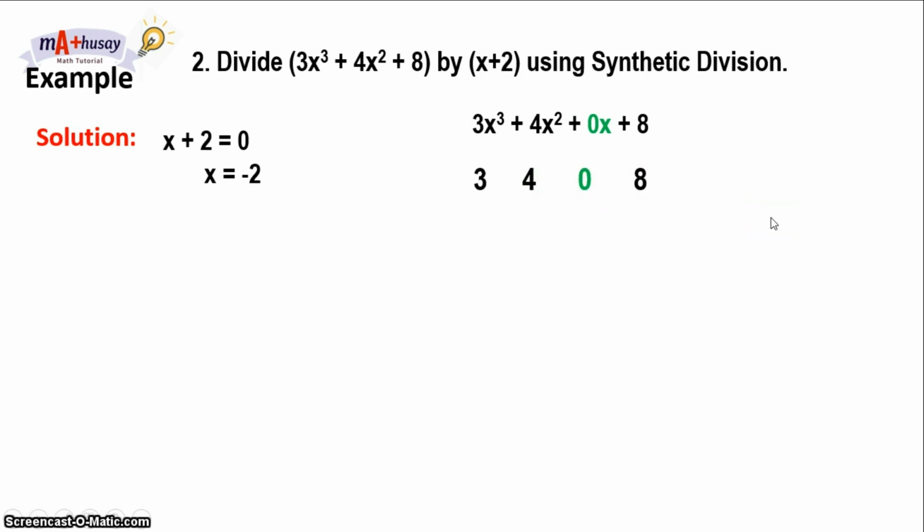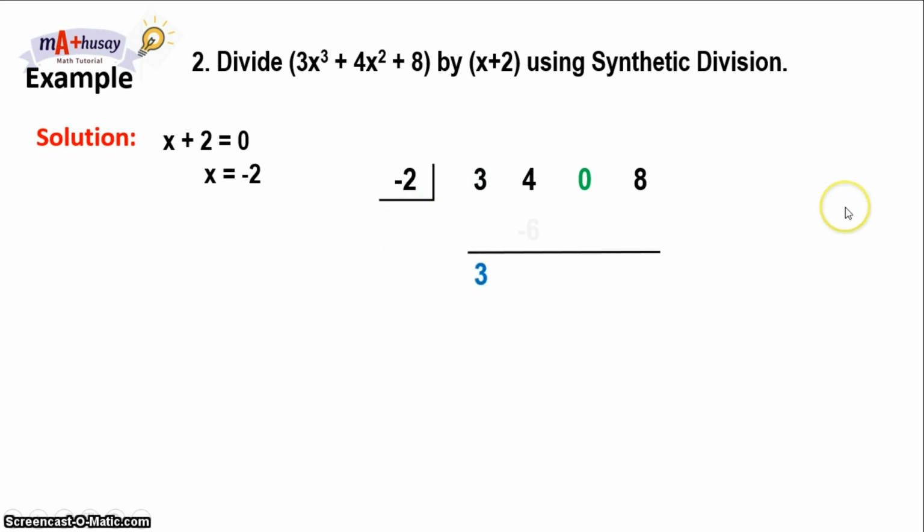Now from here, we can start dividing using synthetic division. Now we place the negative 2 here. So again, we bring down 3 first. And then, we multiply 3 with negative 2. And that is negative 6. So 4 plus negative 6, that's negative 2, right? Negative 2 times negative 2, that gives you positive 4. 0 plus 4 is 4. Now, negative 2 times 4 is negative 8. 8 plus negative 8 is 0.